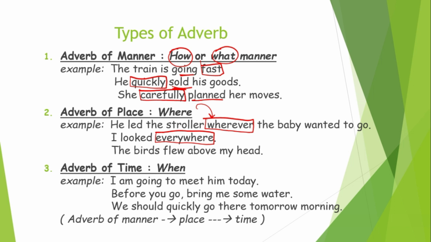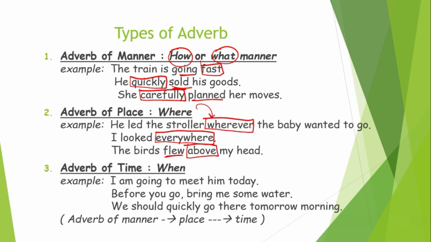Now this one you have to think of the answer. The birds flew above my head. Flew is the verb. Where did it fly? What is the answer? Above. Yes, very good. Okay, I hope the adverb of place is also clear.